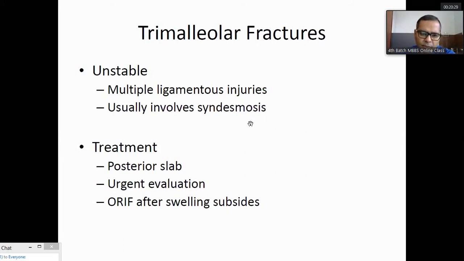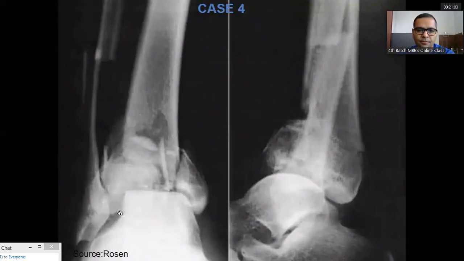Usually they involve the syndesmosis, so a slab, urgent evaluation. Sometimes there is a huge swelling, and there is a risk of compartment syndrome also. So we need to closely monitor this type of large high velocity injuries with large significant bony fractures. So we fix it with ORIF. ORIF is open reduction and internal fixation. We have to open it, reduce it, and fix it internally, after the swelling subsides.